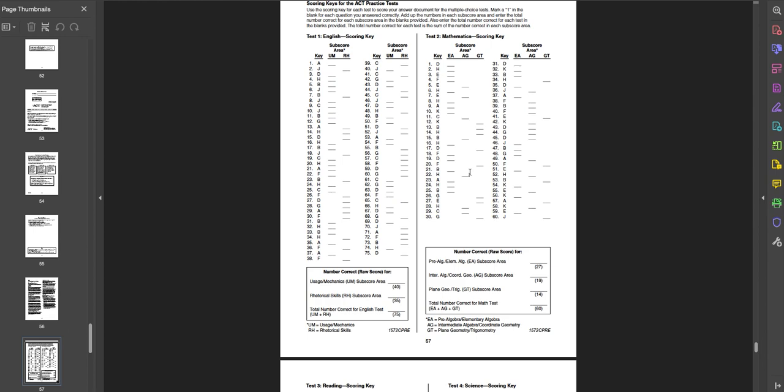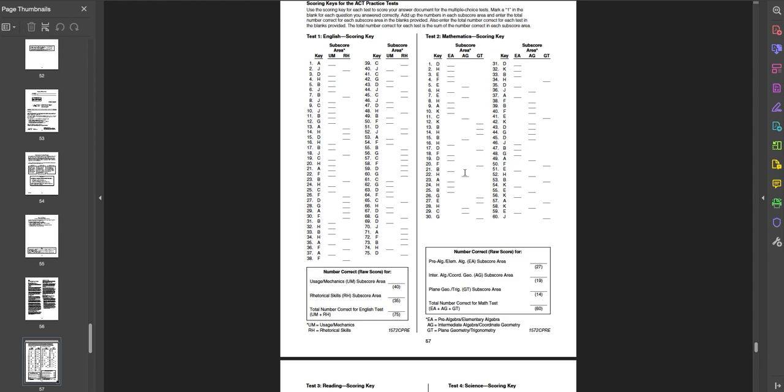The other way you could do this is you buy the ACT.org subscription and you do practice tests online, and they'll give you a breakdown of your subject areas that you need help with right away. It's a little bit quicker, but this would be the more cost-efficient way to do it.